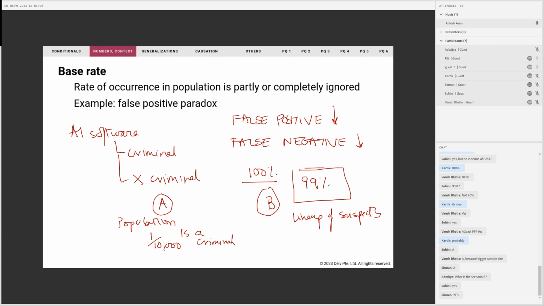Okay, Shohini and Simran have said yes. Advitya, scenario B is adding some sort of prior probability into the mix, where you already have a reason to believe that the person is more likely to be a criminal. In scenario A, you have no such reason. This is just the general population, the normal rate of being a criminal. Okay, Vansh is saying yes. Karthik, quick check. Are we comfortable with this?